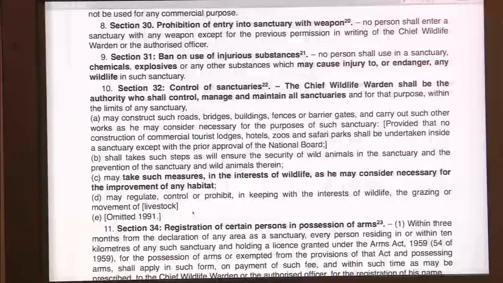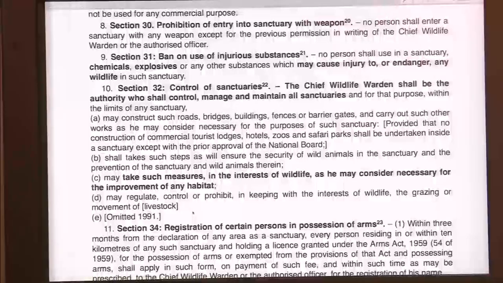So, basically, if somebody gets into a national park and states that, okay, I am having this net, but I have not captured any wildlife so far, it does not mean that the person will be exonerated, because in terms of section 30, even entry into the sanctuary with that net is prohibited.